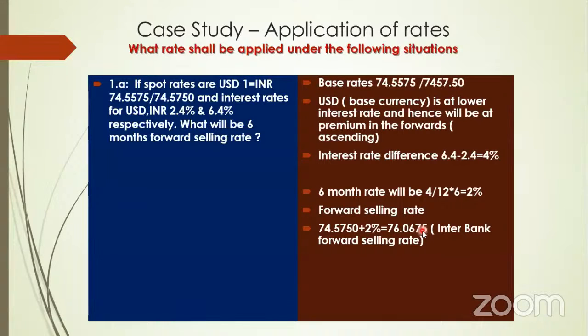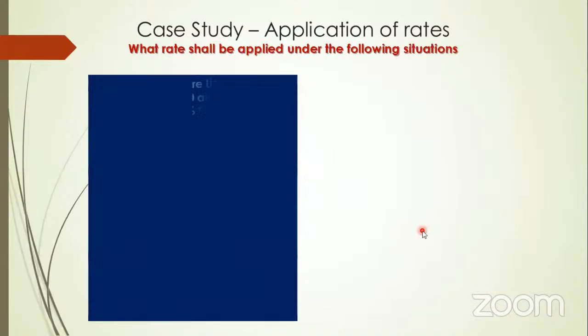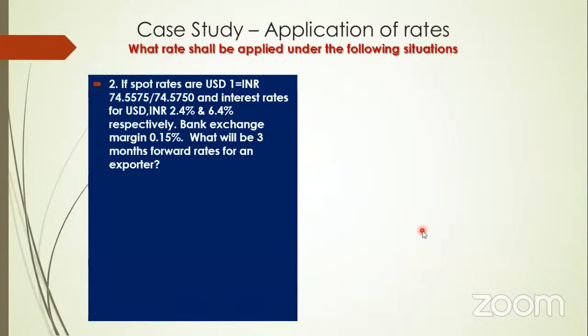The third one will be a little different. Now I am asking for the spot rate, same rates, same interest rate, but I'm changing the bank exchange margin to 0.15. What will be the 3 months forward rate for an exporter? I am asking. Now how many of you can attempt this?